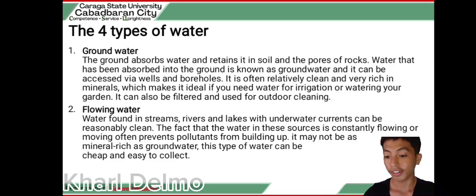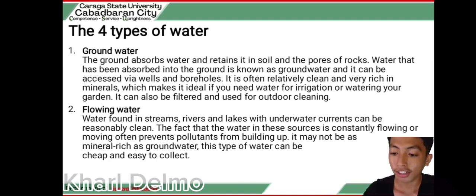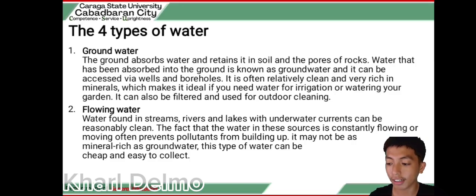So, groundwater. Groundwater is water that is retained in soil and the pores of rock. Water that has been absorbed in the ground is known as groundwater, and it can be accessed via wells and boreholes. It is often relatively clean and very rich in minerals, which makes it ideal if you need water for irrigation or watering your garden. It can also be filtered and used for outdoor cleaning.